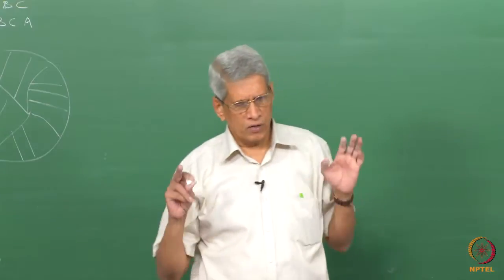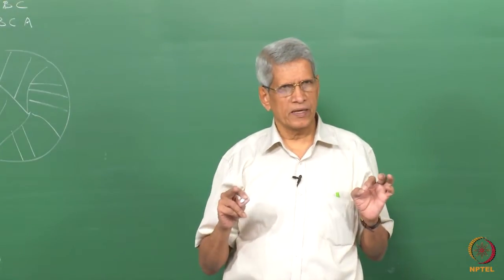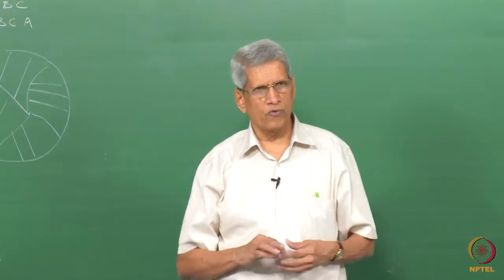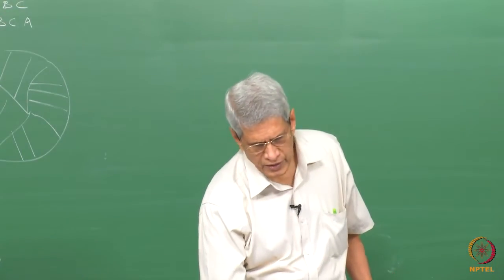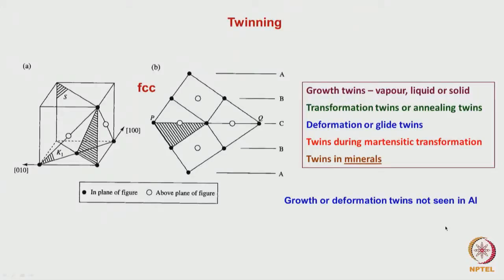Okay. When fault energy is high, stacking faults do not form. So, deformation twin is not seen, nor even a growth twin is seen. That means that the type of annealing twins which are seen in the annealed microstructure of either copper or gold, those things we do not see in aluminum.